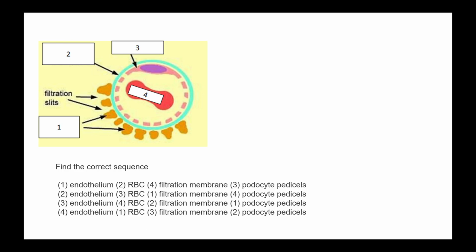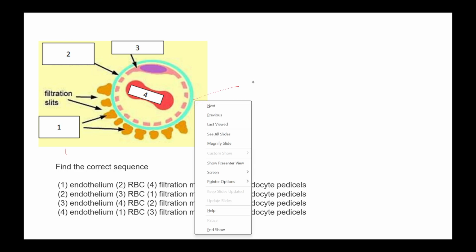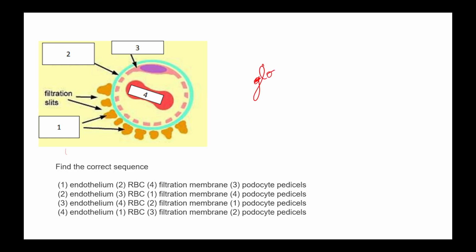So this is a section of glomerular capillaries, and these are made up of three layers. The inner layer is of endothelial cells, the porous endothelium. You can see the pores are there. After that, the second layer is the basement membrane, or filtration membrane.